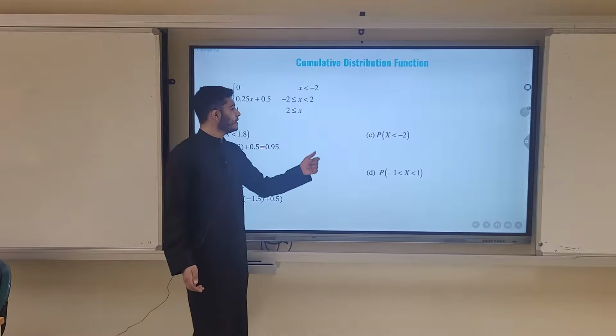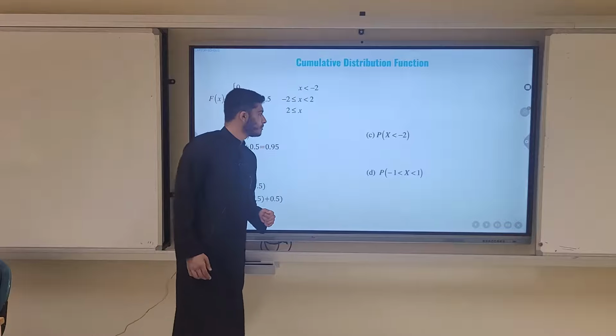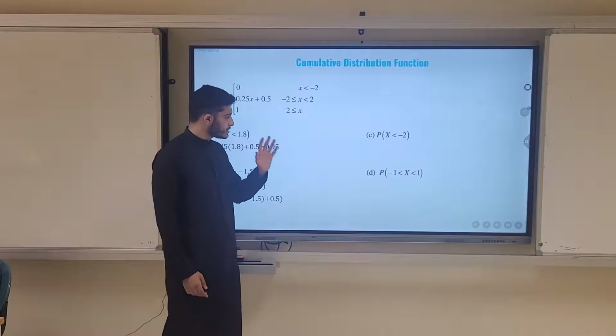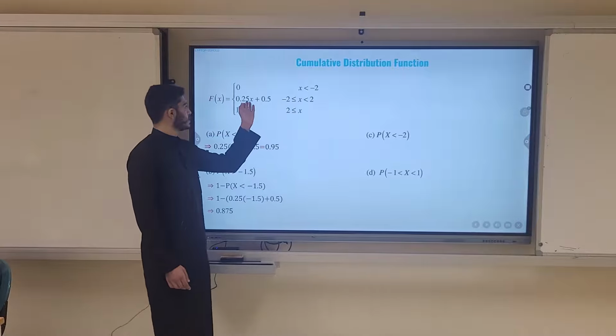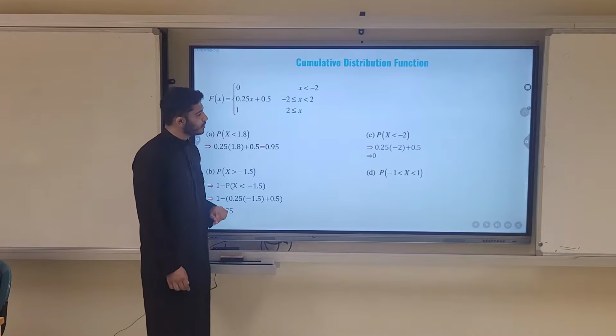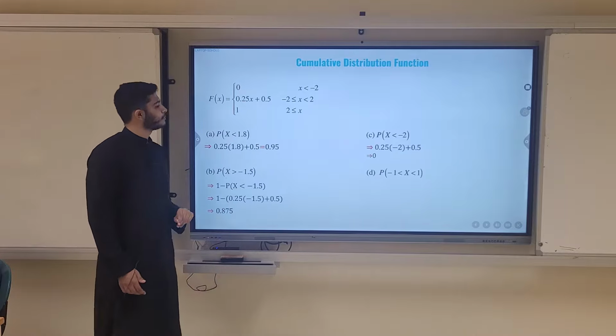Next one: probability of x less than minus 2. Where does minus 2 belong? It belongs here. So it's given with this function here, and once we solve it, we should end up with the answer, which is 0.